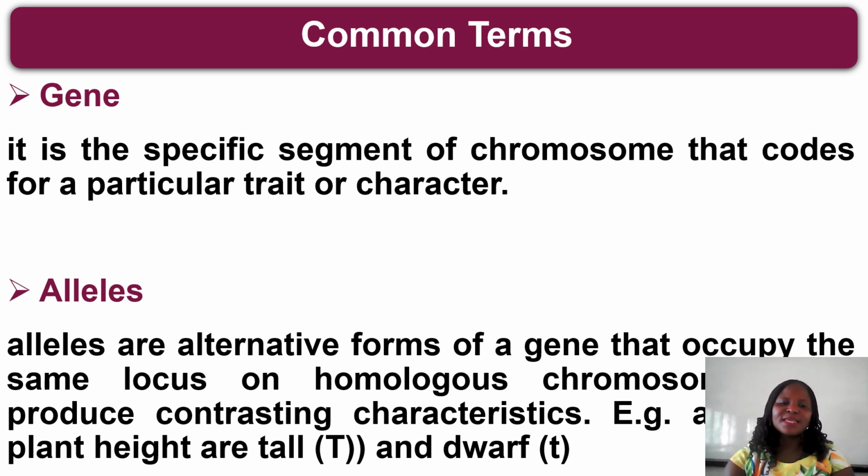We can say that they are the alternative forms of a gene that occupy the same locus on homologous chromosomes, and then they produce contrasting characteristics. That is, in plants, for example, in plant height, we have the capital T for the tall allele, and then the small t for the dwarf allele.